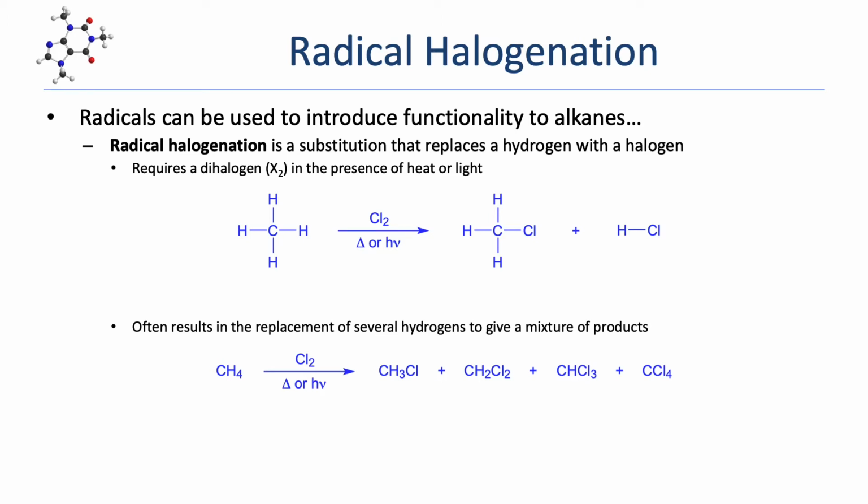Eventually, the concentration of dichloromethane will start to increase, and therefore the rate of the reaction of dichloromethane will also increase, leading to the formation of chloroform and ultimately to carbon tetrachloride. This means that even in this simplest possible example of radical halogenation involving methane, the simplest organic molecule, you're going to wind up with four products being formed. Synthetically, this is not a good thing.